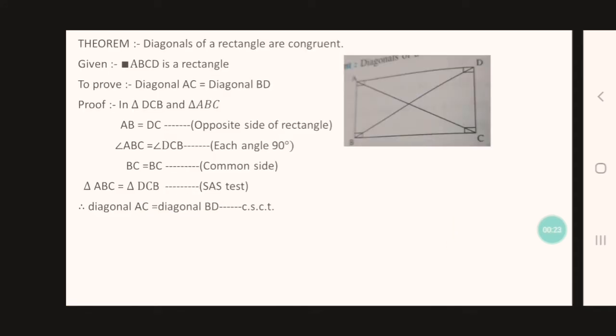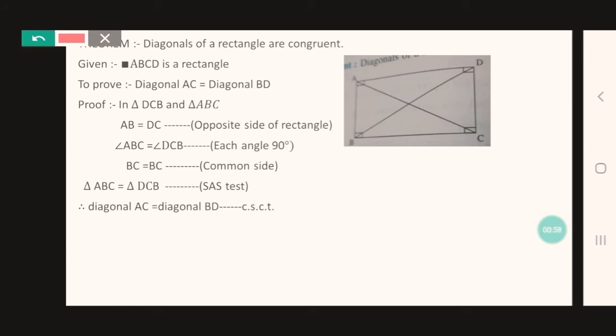Very first theorem, diagonals of a rectangle are congruent. So first we have to consider the rectangle ABCD, in which AC and BD are the diagonals, and we have to prove that they are equal. That is, to prove: diagonal AC is equal to diagonal BD. And what is given to us? The given part is: quadrilateral ABCD is a rectangle.